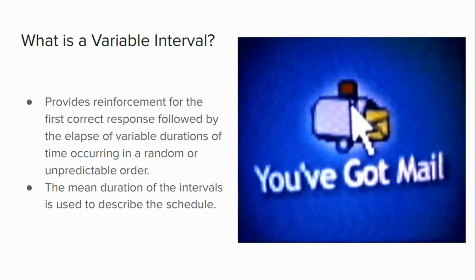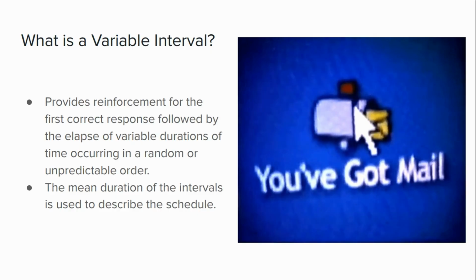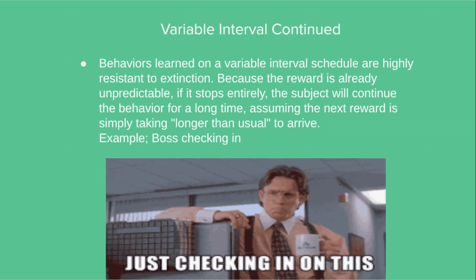So, what is variable interval? It provides reinforcement for the first correct response, following the elapse of variable durations of time, occurring in a random or unpredictable order. The mean duration of the intervals is used to describe the schedule. And a really good example is checking your email. You really don't know when you're going to get it, it's never at the same time, it's unpredictable.